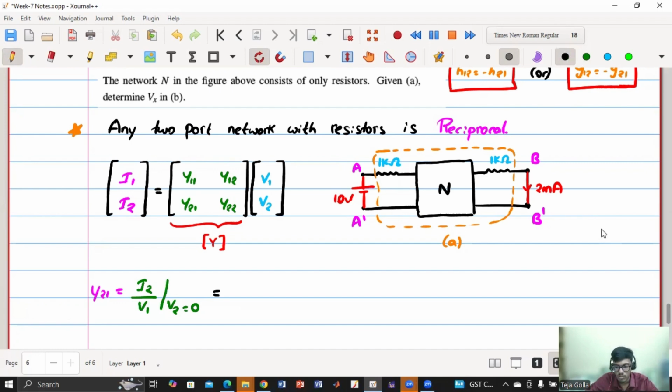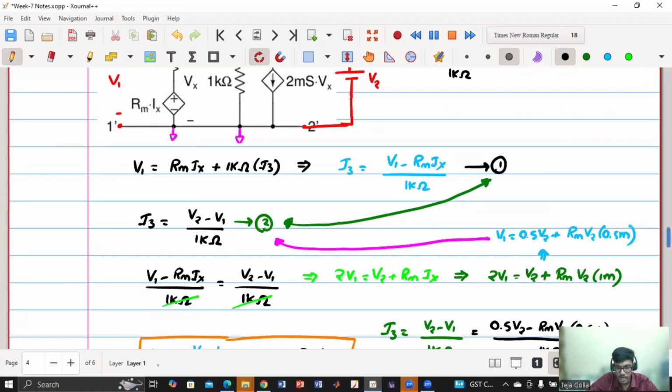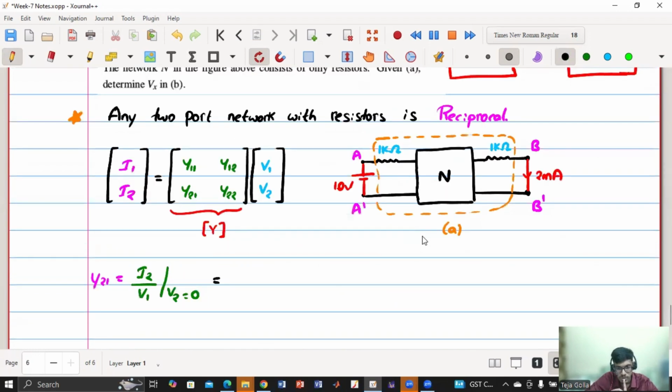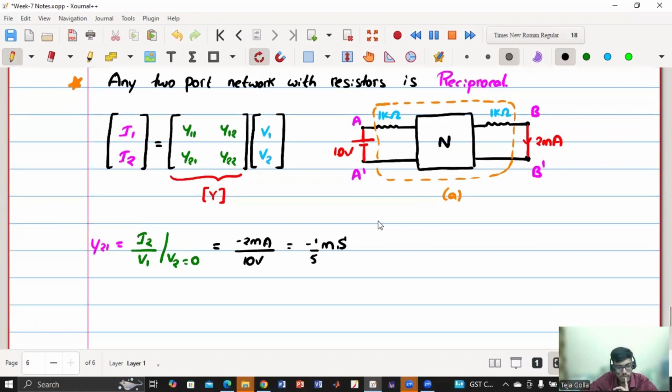Okay. So now this is where people might make mistakes. So these are the conventions V1, I1 and I2. So now let us go back and tell me what is I2? Minus 2 milliamps, sir. Yes. So minus 2 milliampere. And what is my V1? 10 volt, right? So now I'll get minus 1 by 5 millisiemens. True? This is my Y21.